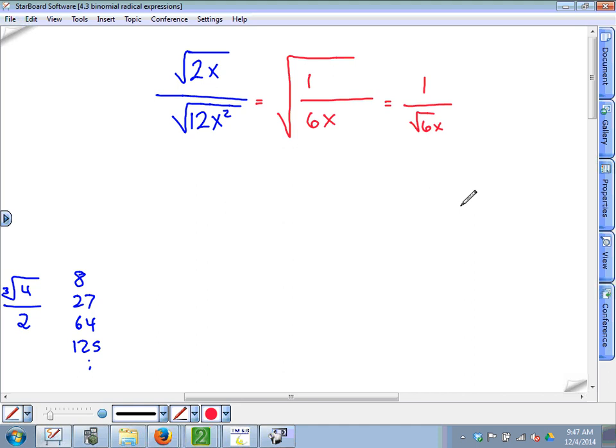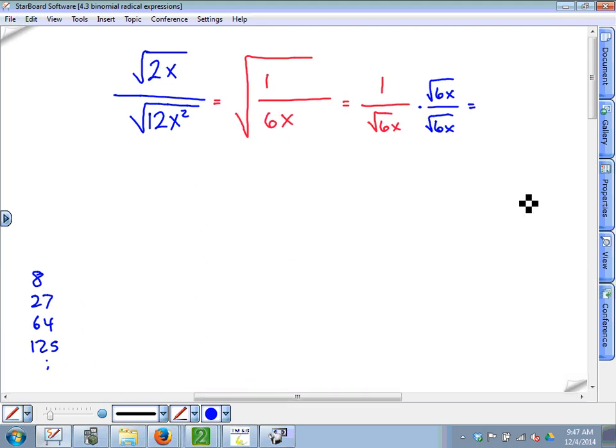Do you remember what it's called when we try to get rid of a root on the bottom of a fraction? It has a special name. Starts with an R. Rationalizing. This one needs to be rationalized. So we multiply it by the square root of 6x over the square root of 6x. So we get on the top the square root of 6x all over 6x. Oh, and would you look at that? Those cross out so nicely, right? No, they don't.